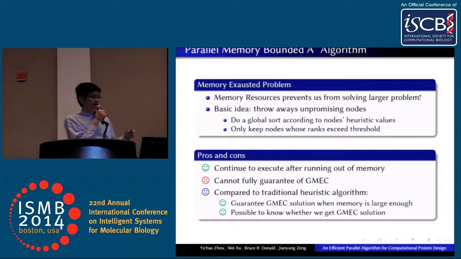However, this algorithm still has its advantage compared to the traditional heuristic algorithms such as Monte Carlo or belief propagation. First, it can guarantee that the global minimum energy conformation will be found when our memory is large enough. Second, it is possible to know whether the solution we got is the global minimum optimal solution or not by tracking the heuristic function value of the nodes that we throw away.